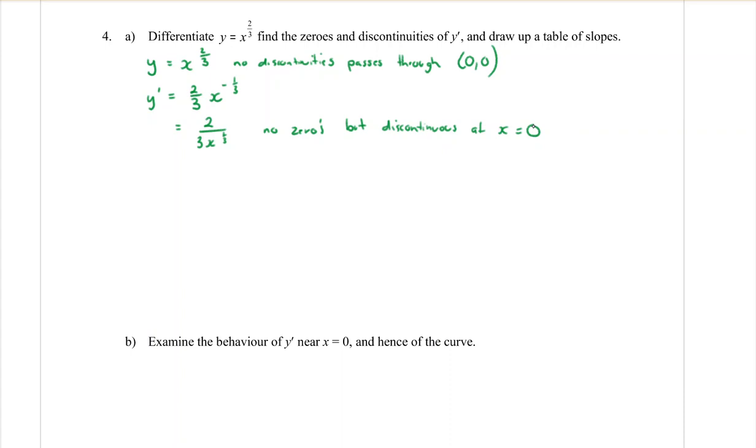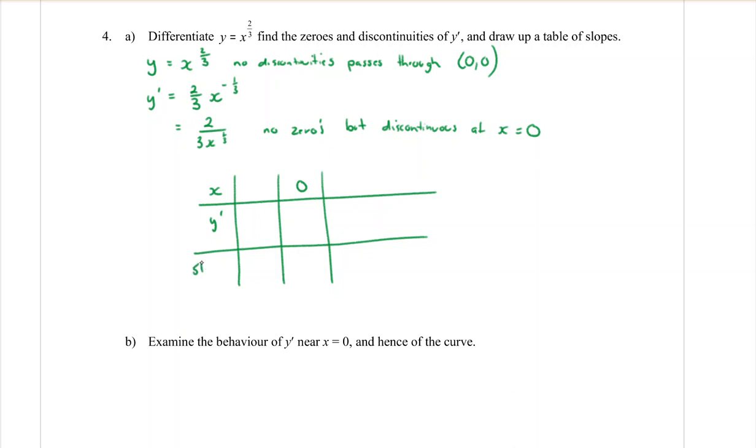Okay, so then we're asked to draw up a table of slopes. So in our table of slopes, we're testing what is happening around that discontinuous point, which was 0. So we want x equals 0 in the middle. I want to find out what's happening to the gradient, and my third row is going to be the slope. So I'm going to choose -1 and +1 to go on either side of the 0. 0 is discontinuous for the gradient, so stars in there.